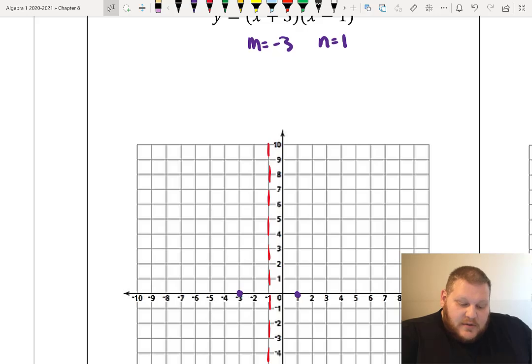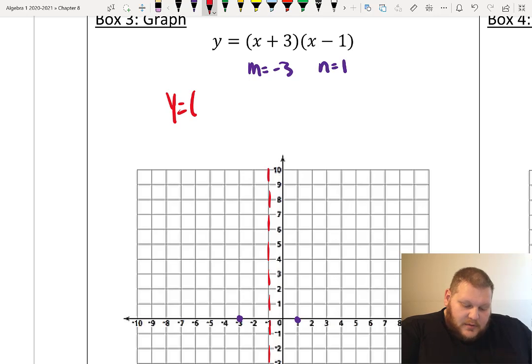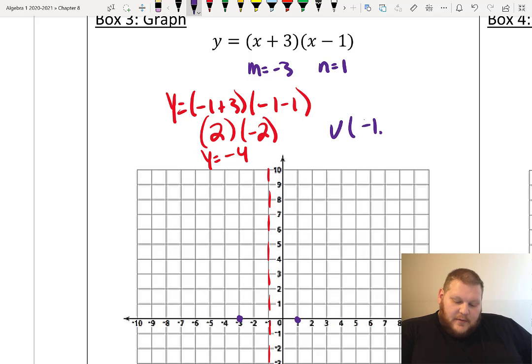I do still need to use it to figure out the y value of my vertex. I didn't know what the height is. I don't know where that happens. So in this case, I still have to plug in negative 1 into my equation. So y equals negative 1 plus 3 times negative 1 minus 1. So that gives me 2 times negative 2, which would be negative 4 for the y value. So I know that my vertex is negative 1, negative 4.